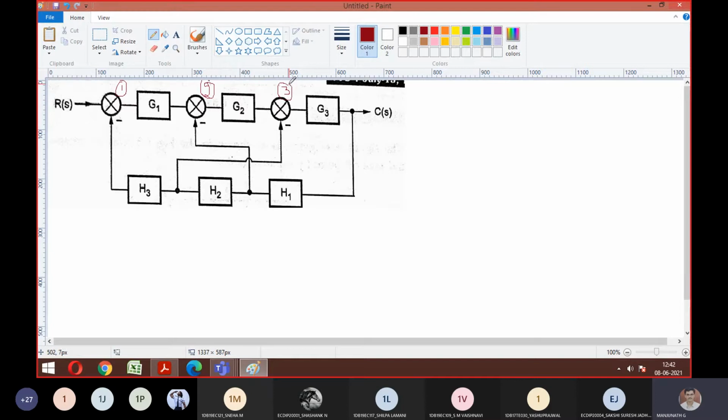So 3. If you want, we can take this as 4. It's your wish. So 5 and 6. These are the 6 nodes I have, excluding my input and output. So this is your first target. So identify this, then try to write a node marking.